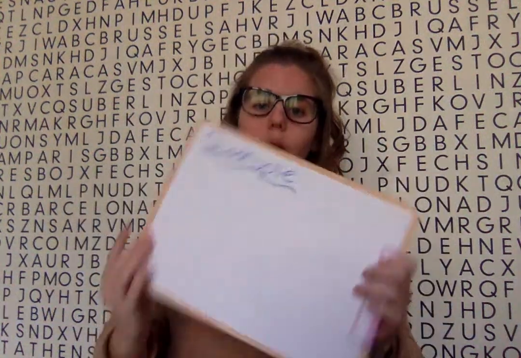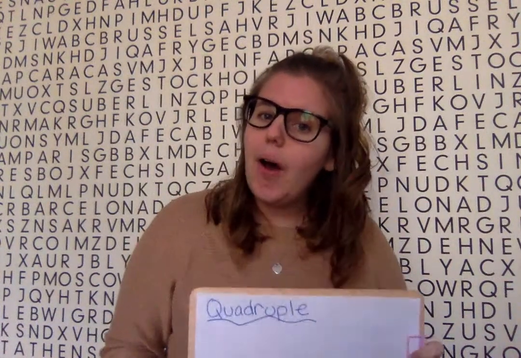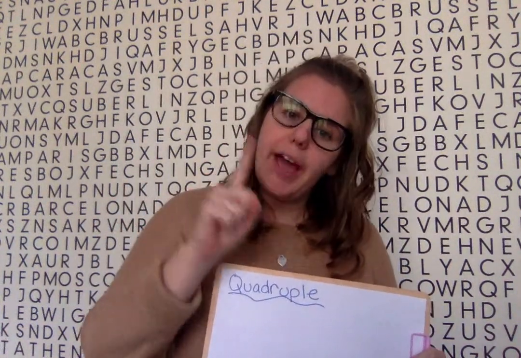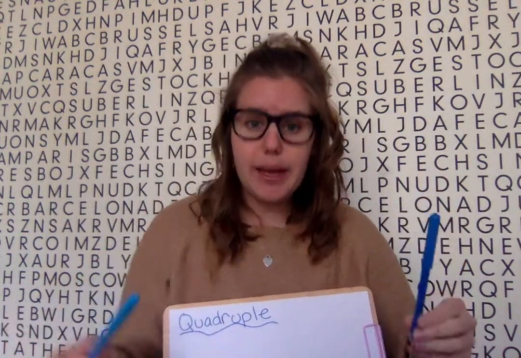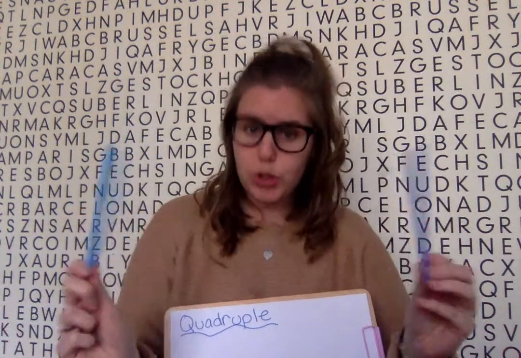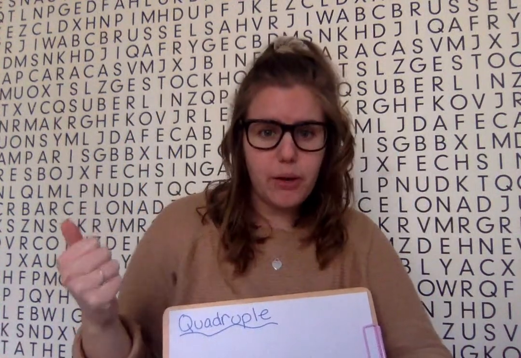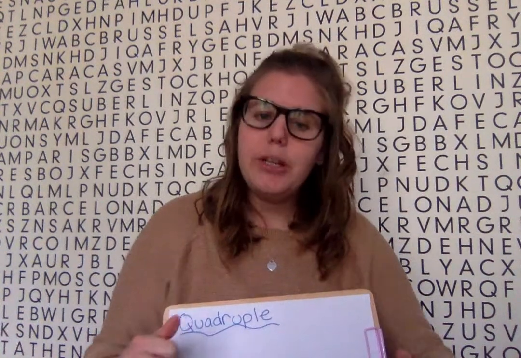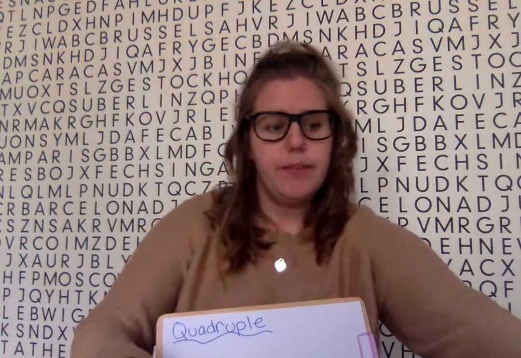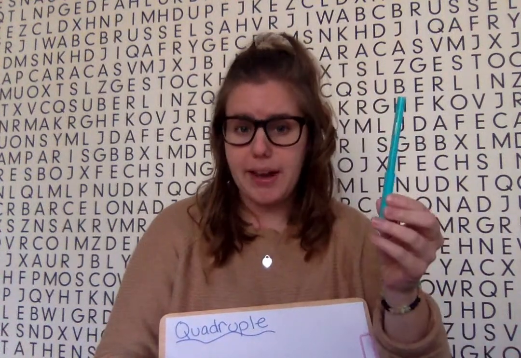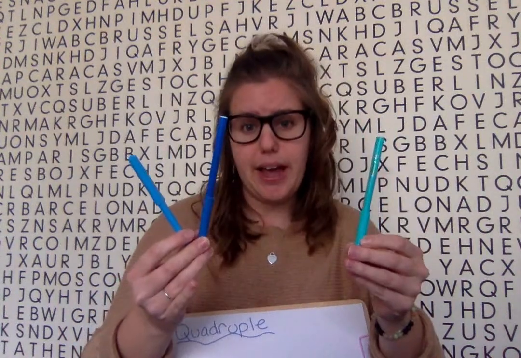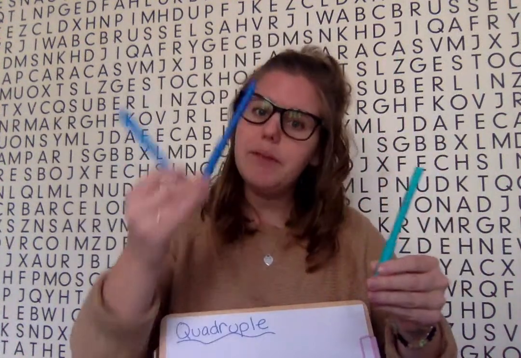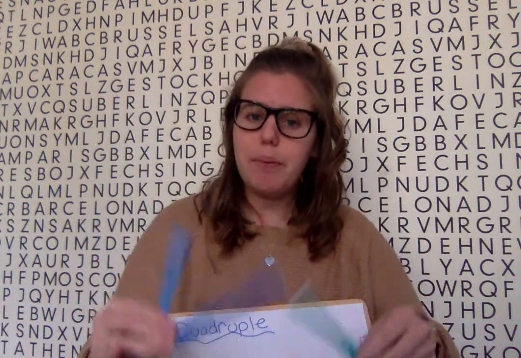Hi everybody, today we're going to talk about quadruple. So we've already talked about double, which means we have 2 times something. So if I have 1 pen and I double it, I now have 2 pens. After doubling, we talked about tripling, which means 3 times as many. So if I have 1 pen and I want to triple it, I would now have 3 pens. It's like saying 1 plus 1 plus 1 is triple.